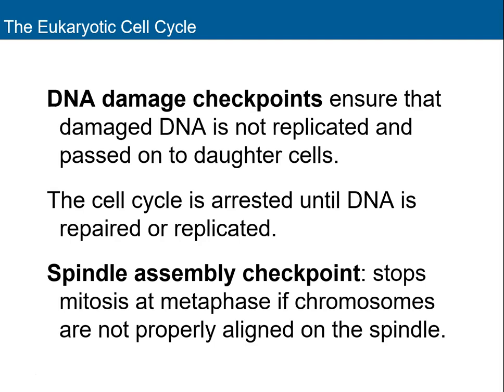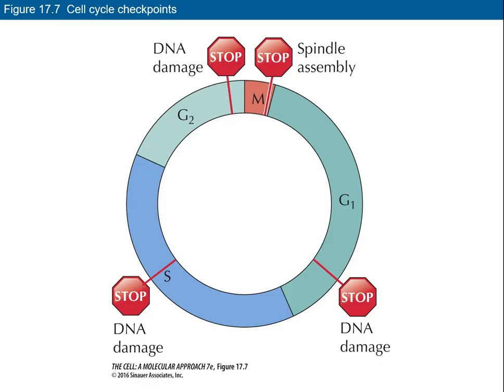Because again, we don't want damaged cells to keep dividing, right? Spindle assembly stops mitosis at metaphase if the chromosomes are not properly aligned. Again, if those chromosomes are not properly aligned, the daughter cells that end up being formed are going to have genetic defects. So we want to try to prevent that, okay? And so that's these here.